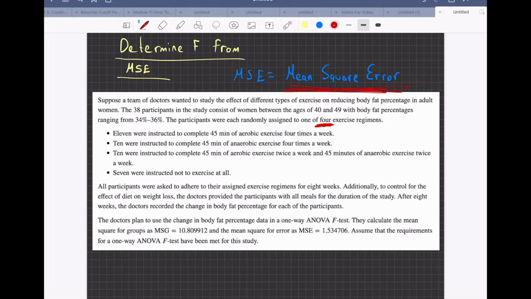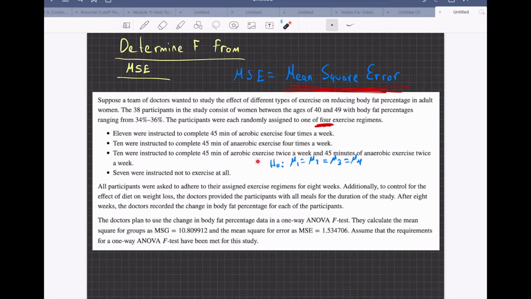So, what are we testing here? Whether these 4 exercise regimens are the same or not. In this case, the null hypothesis would be H0: mu1 equals mu2 equals mu3 equals mu4. So this is all the regimens, the 4 regimens, do they work in the same way? That is the null hypothesis.